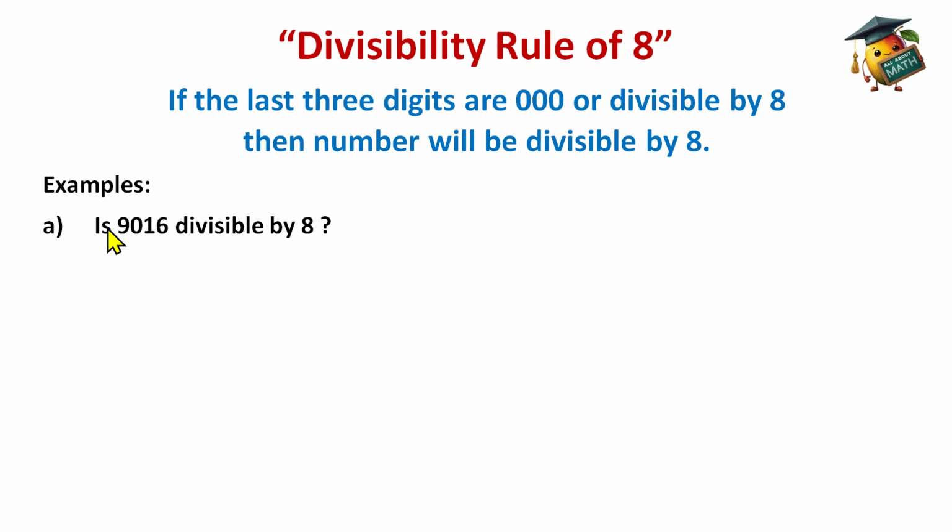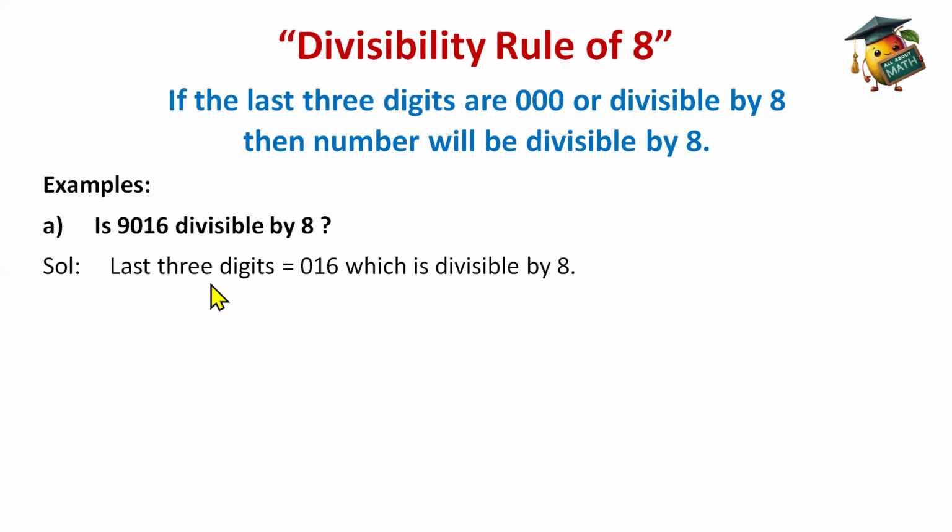How will we check? We'll just check the last three digits. Here, that is the ones, tens, and hundreds digit. That is 016. So the last three digits are 016. It's 16, which is divisible by 8. It comes in the table of 8. Therefore, this number 9016 is divisible by, sorry, it's 8. Should be 8 here, not 2.